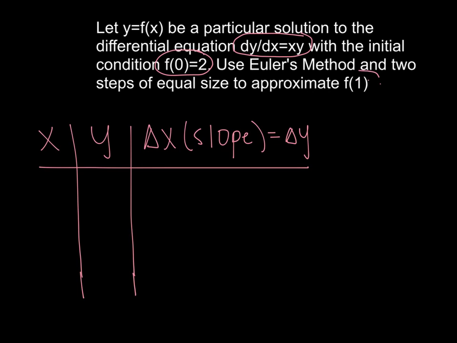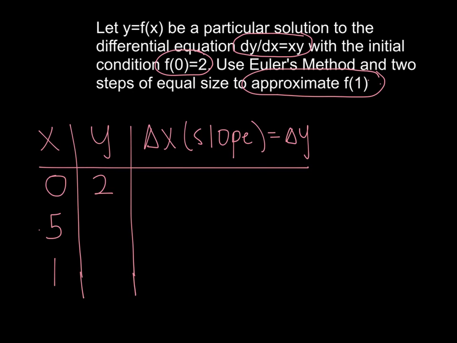So we know that we're trying to reach f of 1, but it says that we have to use 2 steps of equal size. Well, if we know we're starting at 0, we know we're ending at 1, the only way to get 2 steps of equal size is to have it be a change in x of 0.5 or half. So looking at this, with the initial condition of f of 0 equals 2, we can put the 2 in the y column and then start filling in the rest of the table.